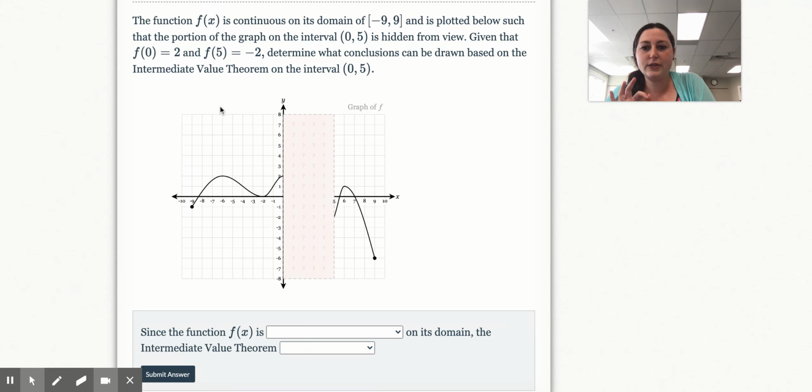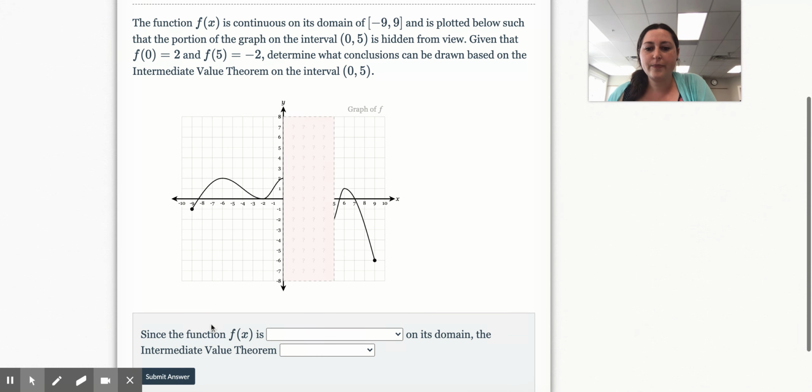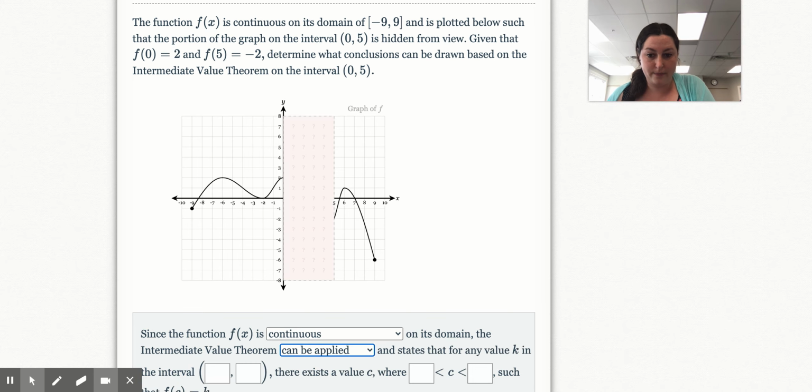Given that f of 0 is 2 and f of 5 is -2, what conclusions can be drawn based on the intermediate value theorem? Okay, so first it says, since function f is continuous, not necessarily continuous, or not continuous. Well, they told us in the problem that it is continuous on its domain, so we can apply the intermediate value theorem.